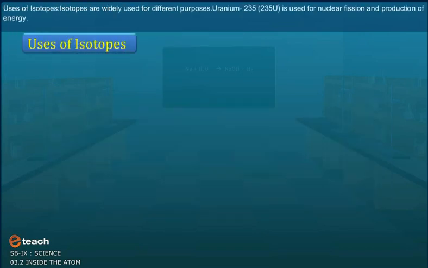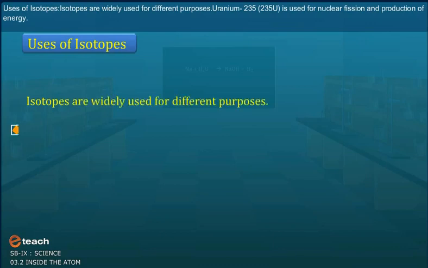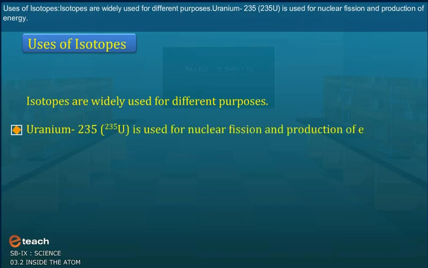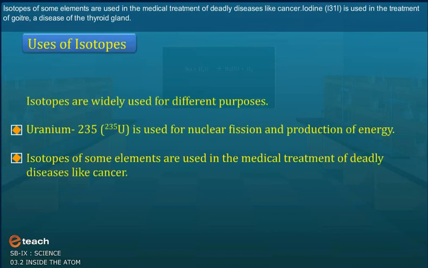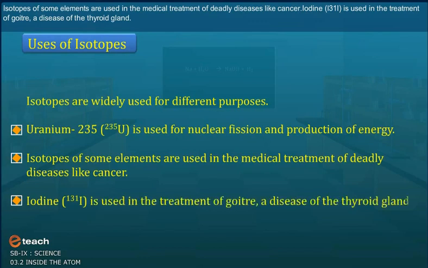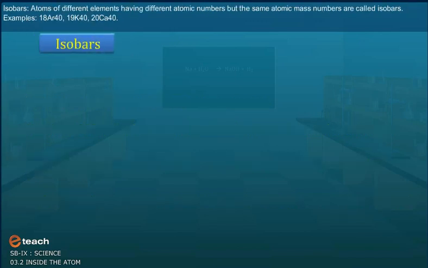Now, uses of isotopes. Isotopes are widely used for different purposes. Uranium-235 is used for nuclear fission and production of energy. Isotopes of some elements are used in the medical treatment of deadly diseases like cancer. Iodine-131 is used in the treatment of goiter, a disease of the thyroid gland.